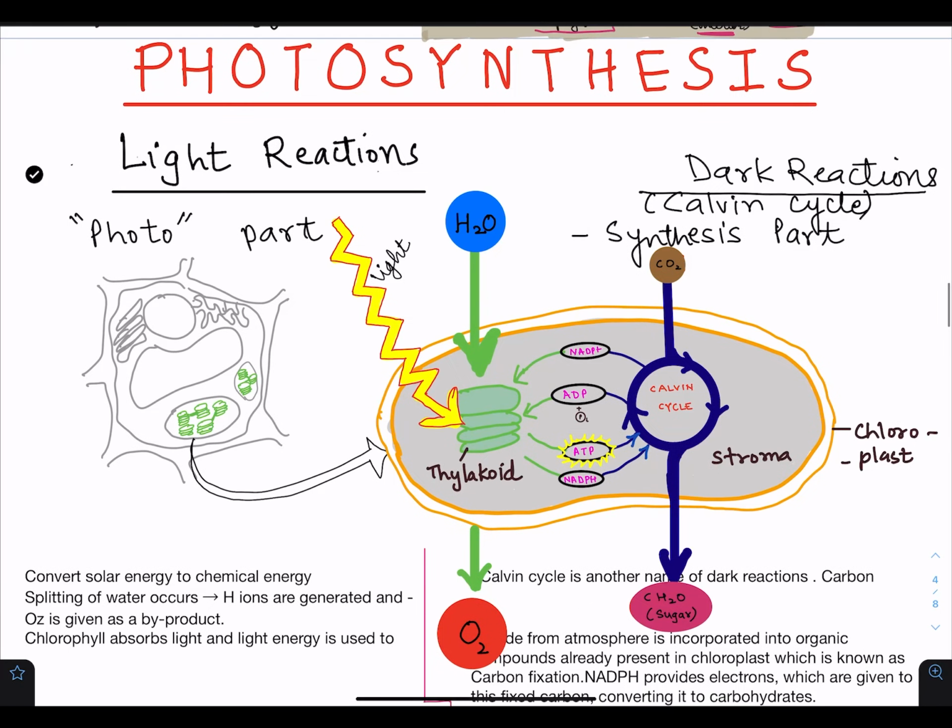In photosynthesis, we know that there are light reactions and there are dark reactions. Dark reactions are better known as light independent reactions, and they're also known as the Calvin cycle. Light reactions are the photo part of photosynthesis, and the dark reactions, or the light independent reactions, are actually the synthesis part of photosynthesis. In this diagram, I have given you an overview of what actually happens in photosynthesis.